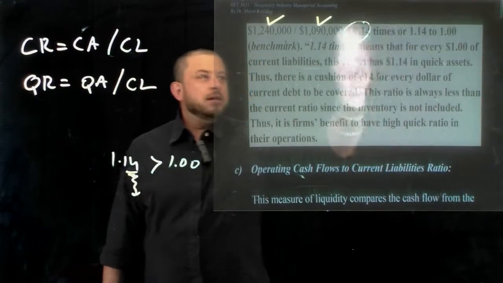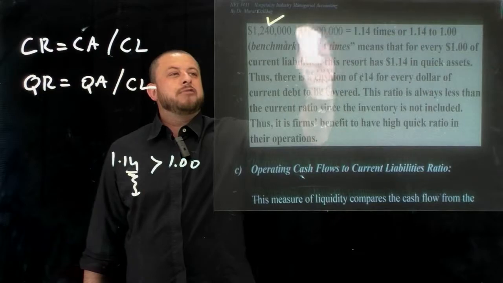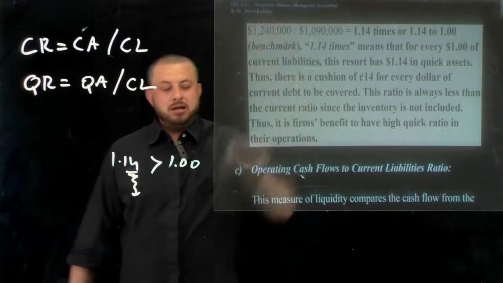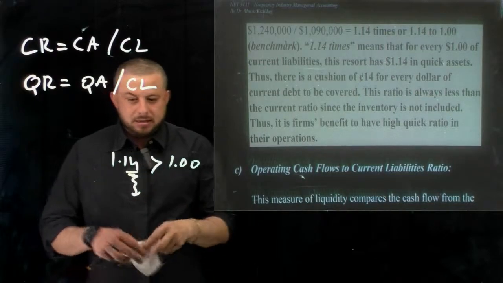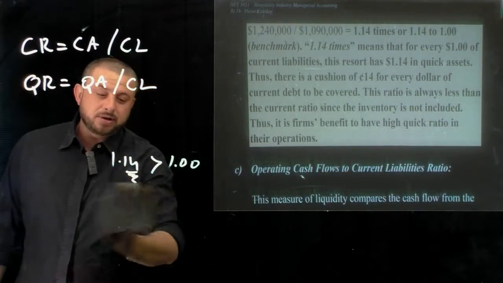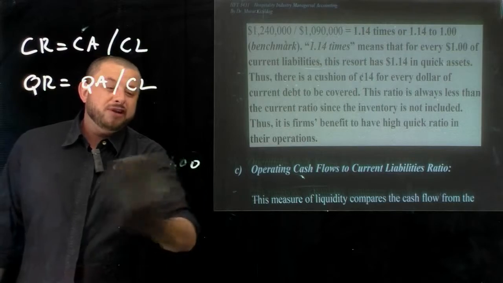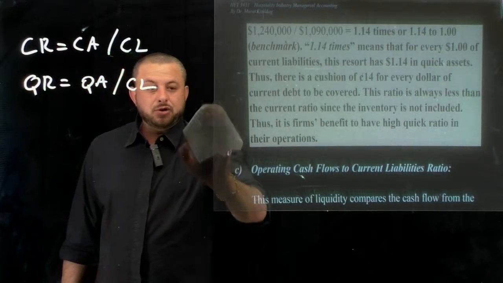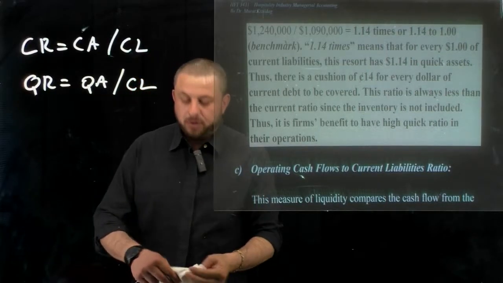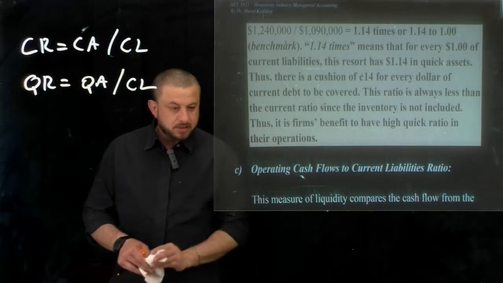So bottom line, CR and QR are very similar in nature. The only difference is the inventory, because as you know, QR excludes the inventory, because inventory is so financially fragile. That's what I call financially fragile, because we don't know when the inventory is going to be sold to the customers, okay?